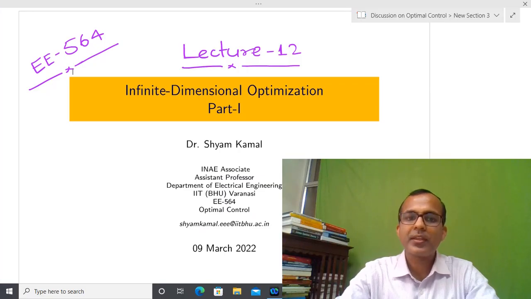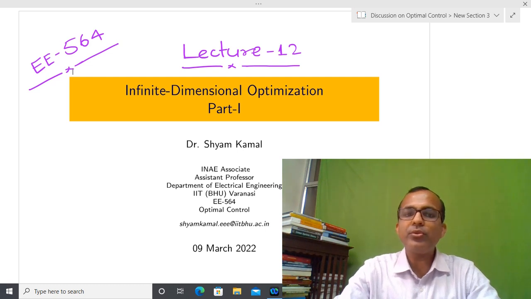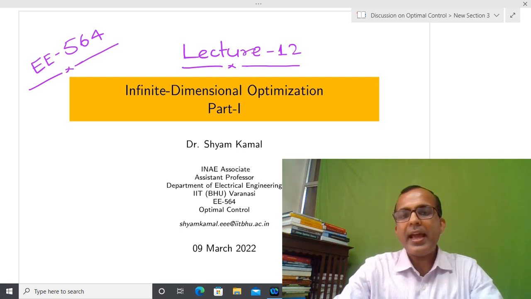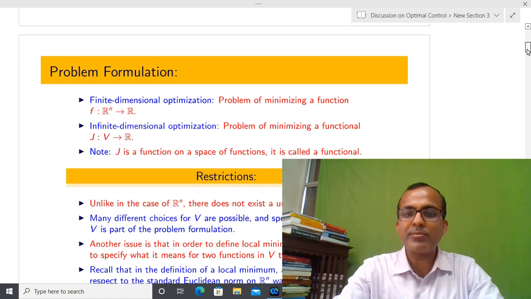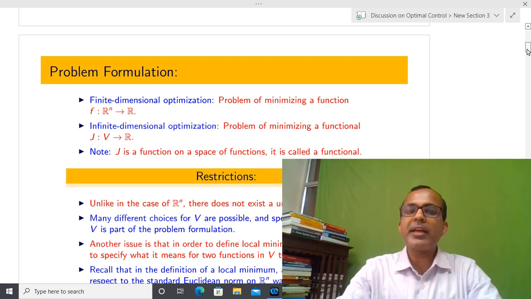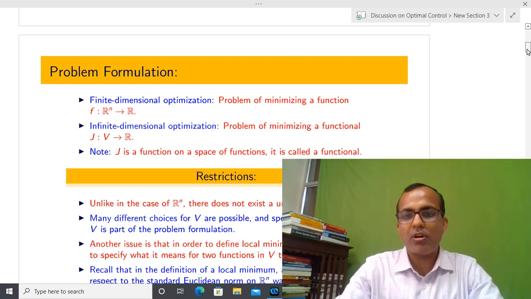Welcome back. In today's lecture, I am going to talk about infinite dimensional optimization. In the previous class we saw that I have some kind of function, and I have to extremize that function, and whatever extremization point comes into the picture is some kind of numbers or tuples of numbers.